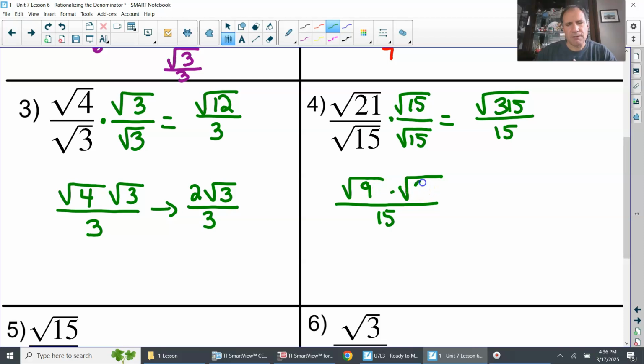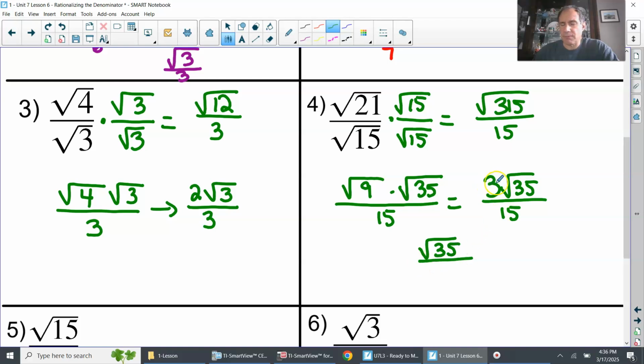So 9 times 35 equals 315. Now realize, square root of 35 has no perfect square that goes directly into it. So that's how you know that you pick the largest perfect square. So square root of 9 is 3. Square root of 35 stays that way. It's all over 15. But it's not finished because 3 goes into 15. So we have square root of 35 over, and 3 goes into 3 once. 3 goes into 15 5 times.